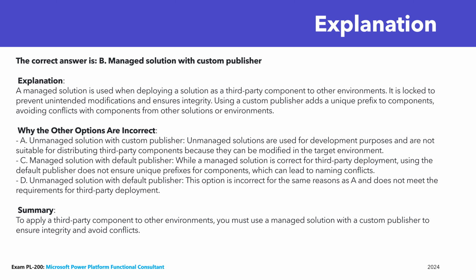A, unmanaged solution with custom publisher. Unmanaged solutions are used for development purposes and are not suitable for distributing third-party components because they can be modified in the target environment. C, managed solution with default publisher. While a managed solution is correct for third-party deployment, using the default publisher does not ensure unique prefixes for components, which can lead to naming conflicts. D, unmanaged solution with default publisher. This option is incorrect for the same reasons as A and does not meet the requirements for third-party deployment.